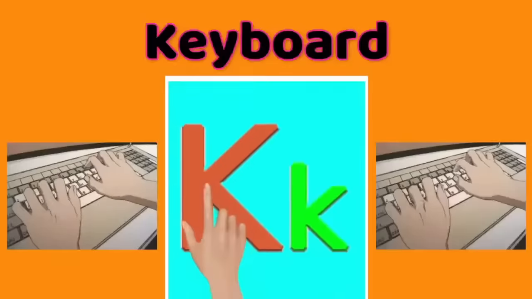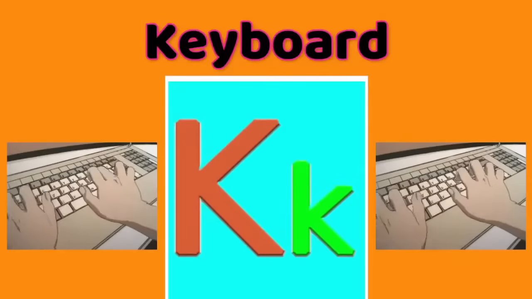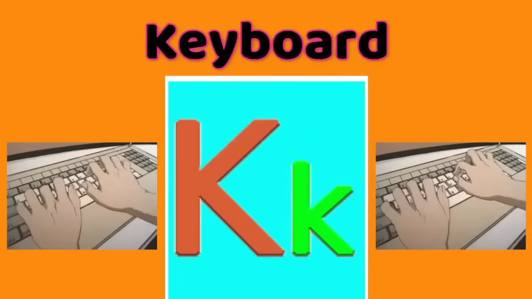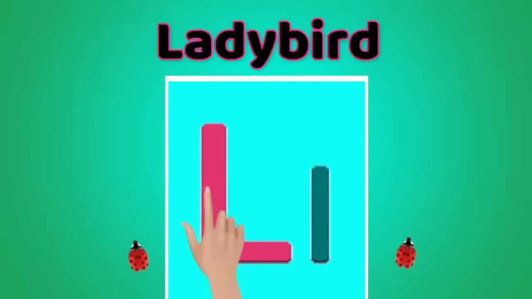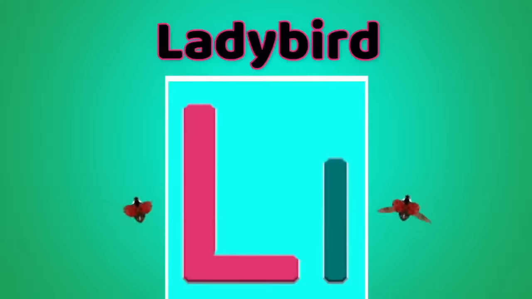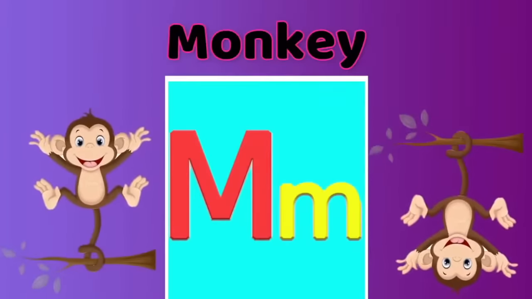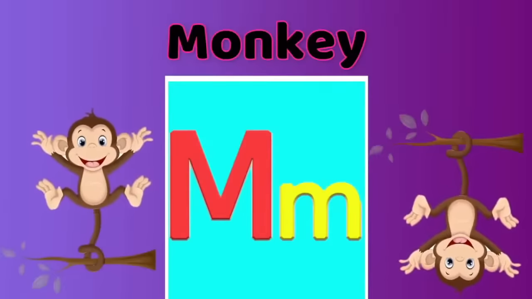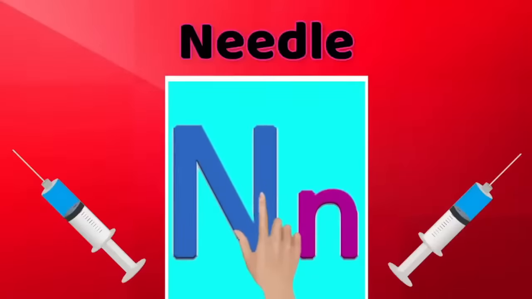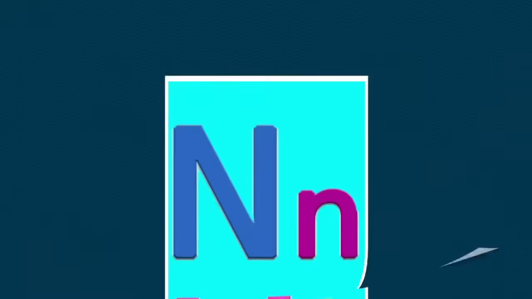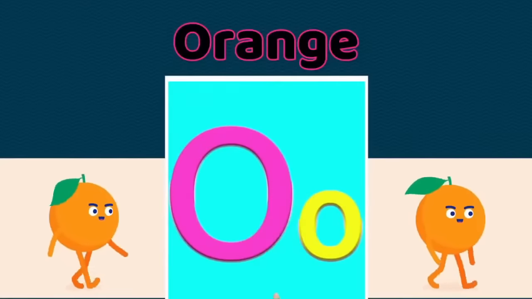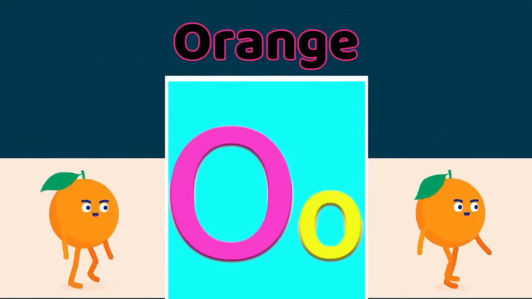K. K is for keyboard. K, K, keyboard. K, keyboard. L is for ladybug. L, L, ladybug. L, ladybug. M is for monkey. M, M, monkey. M, monkey. N is for needle. N, N, needle. N, needle. O is for orange. O, O, orange. O, orange. K, L, M, N, O.